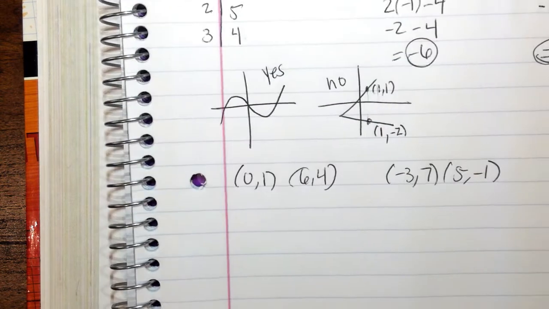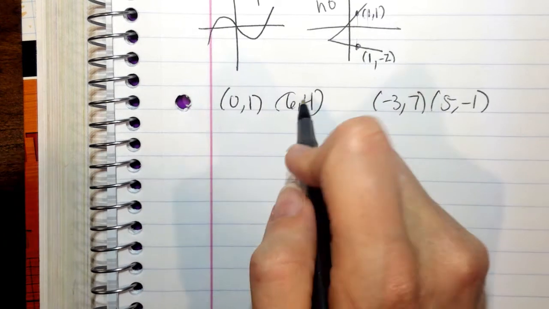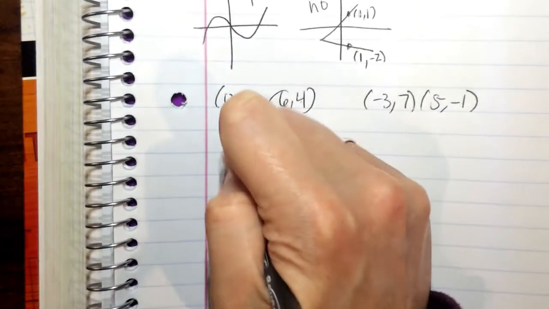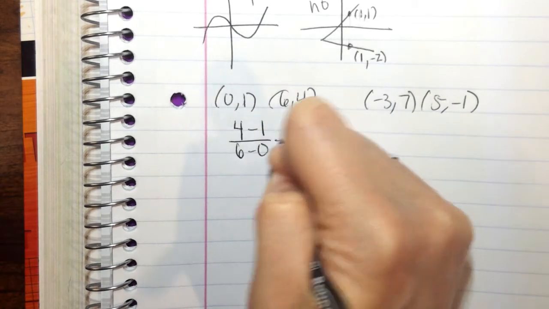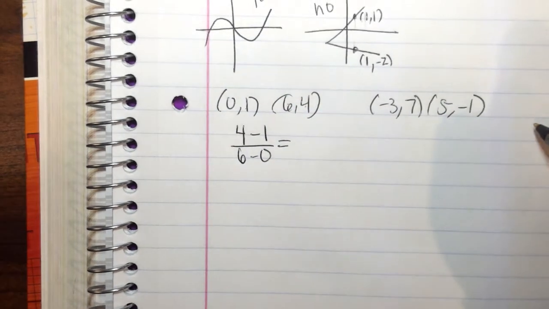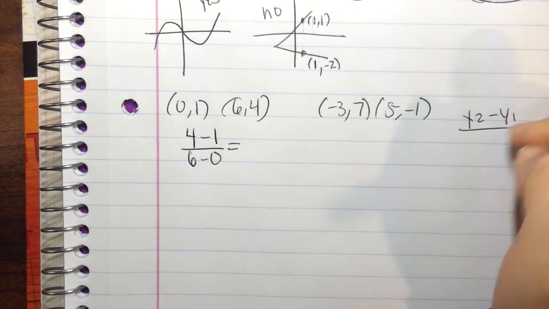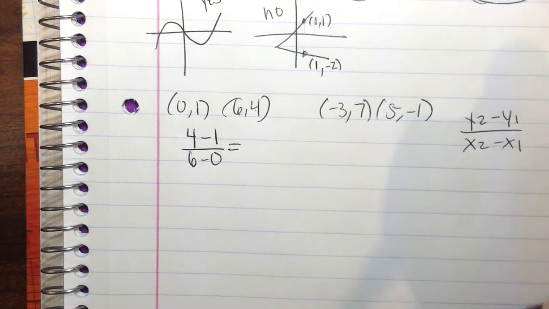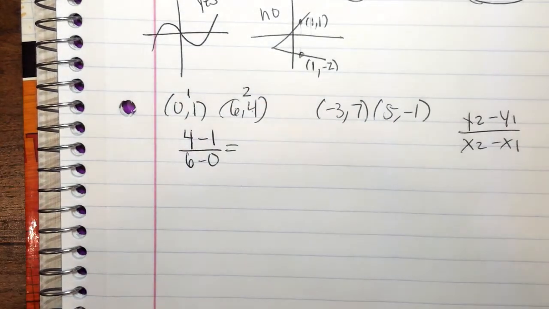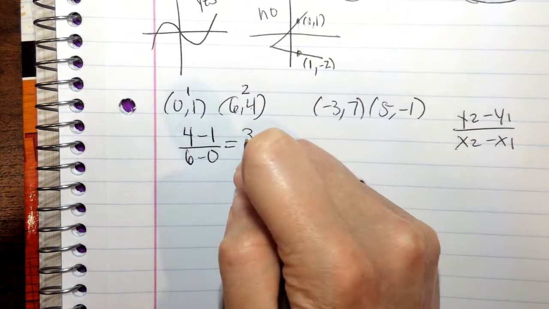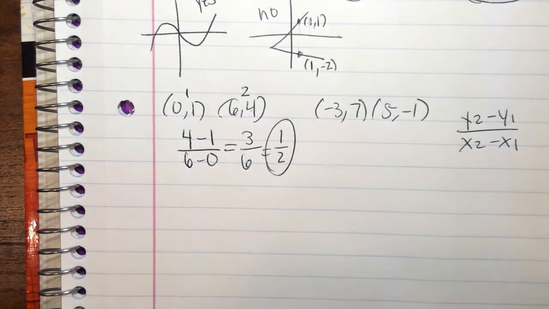Alright, so looking at those two, I just wrote them down really quick. So you do your y minus y, so 4 minus 1 over x minus x. Remember to always move in that same order. It's really written as y2 minus y1 over x2 minus x1. So this is my second point, this is my first point. So 4 minus 1 is 3, 6 minus 0 is 6. I simplify and that's 1/2.